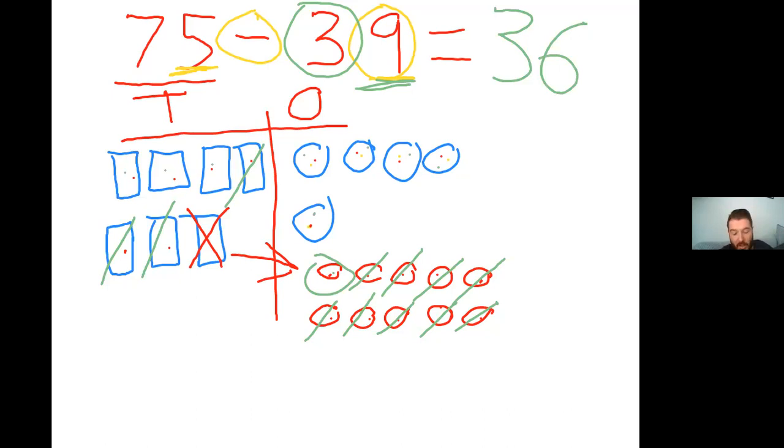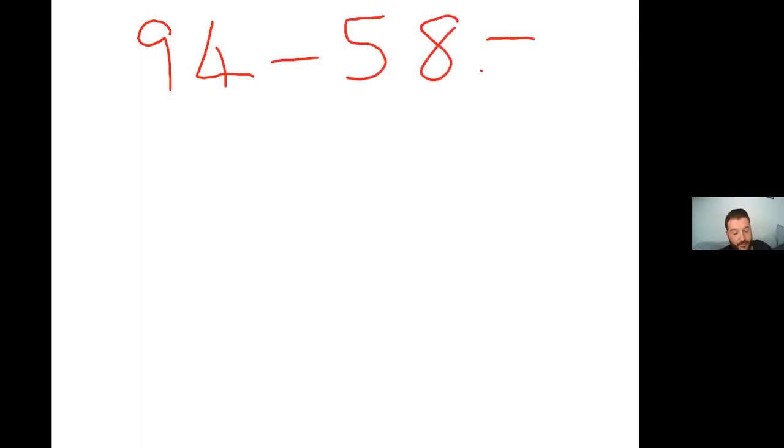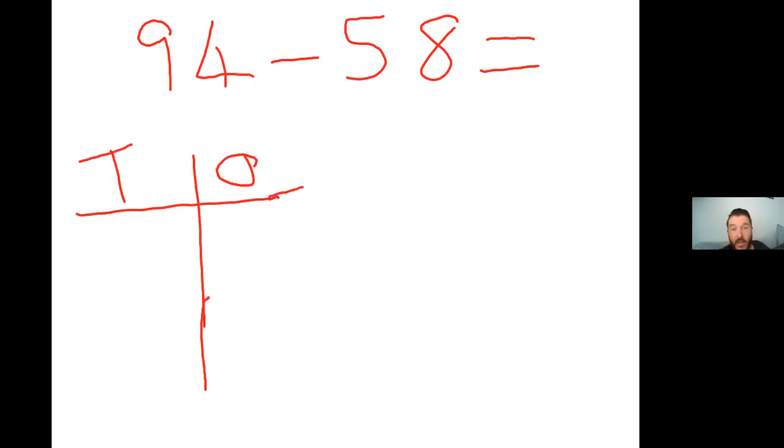I'm going to do one more that shows you the exchange, then I'm going to do one for those of you who can partition it up the other way straight away. Okay, so let's do a nice big one. 94 take away 58. Okay, again, draw my whole number. Now remember, because it is a takeaway, a subtraction, we only need to draw the whole number. We don't need to draw the part.